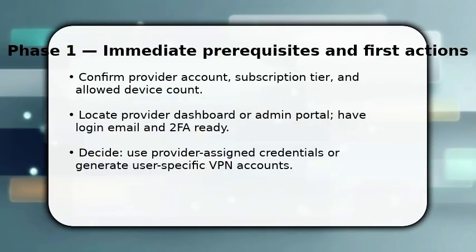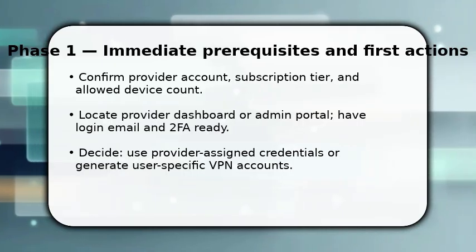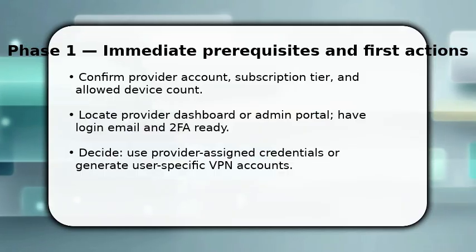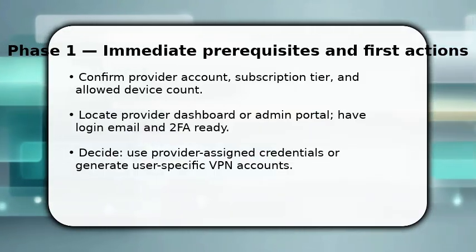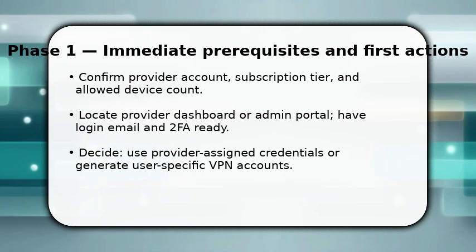You start by confirming the VPN provider and your account level. This determines whether you can create users. Once done, open the provider dashboard or the company VPN admin portal and sign in with the account email and 2FA. Make sure to choose whether you will use a provider-assigned username/password or generate a dedicated VPN user. You need admin or delegated rights to create credentials. If you don't have them, request access now.